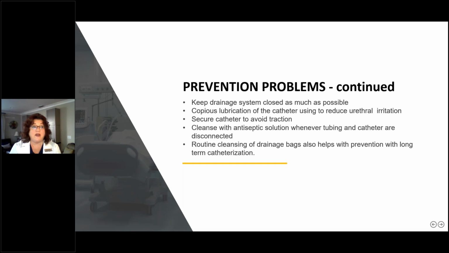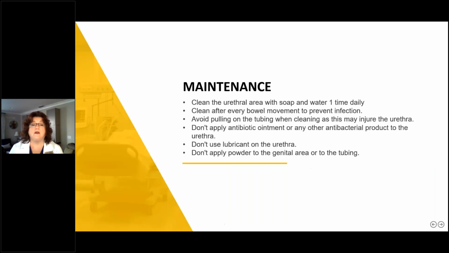Secure it, again, to avoid that traction. Cleanse with antiseptic solution whenever the tubing and the catheter are disconnected. That's important, and I think people forget to do that. And then routine cleansing of the drainage bags also helps to prevent problems with long-term catheterization. So in maintaining long-term catheterization, yes, soap and water, 1 time a day at least, to clean the meatus and the urethral area. And then clean after every bowel movement. You want to prevent any bacteria from getting in there, and avoid pulling on the tubing when you're cleaning, because that can injure the urethra.